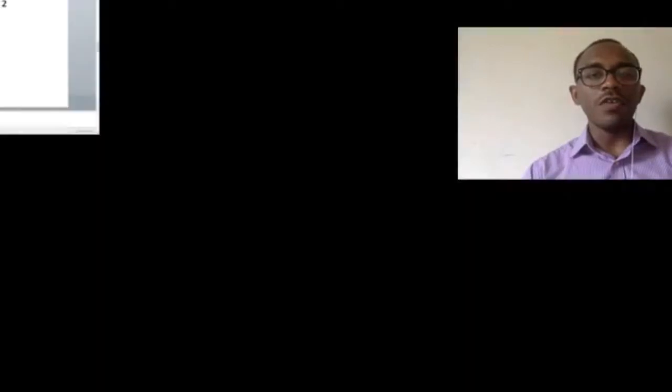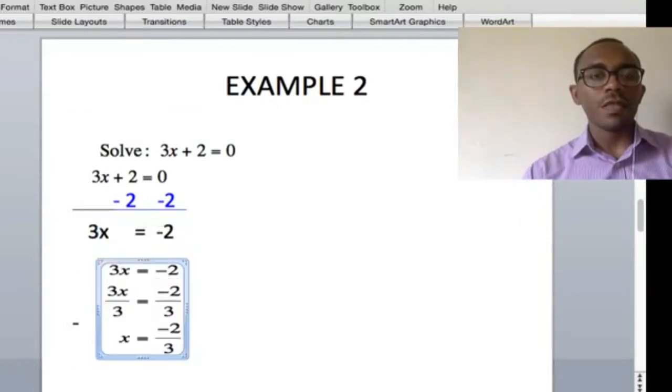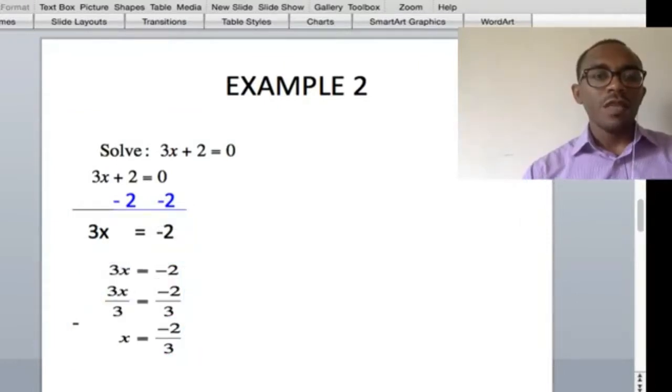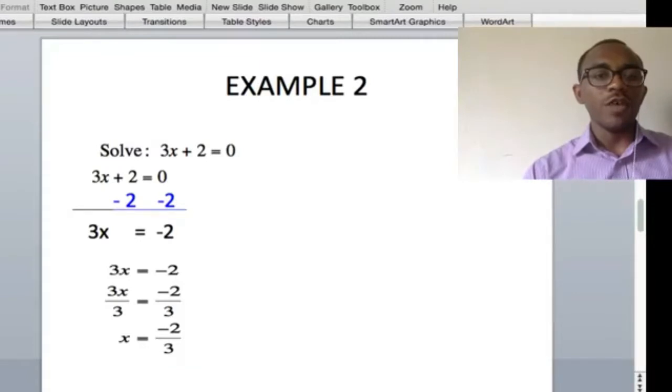And let me just confirm it for you and show you on the screen. So this would be like that. 3x equal to negative 2. And we divide both sides by 3. And we have a final answer. X equal to negative 2 over 3. You can leave it as a fraction, or you can do it as a decimal. It doesn't really matter.